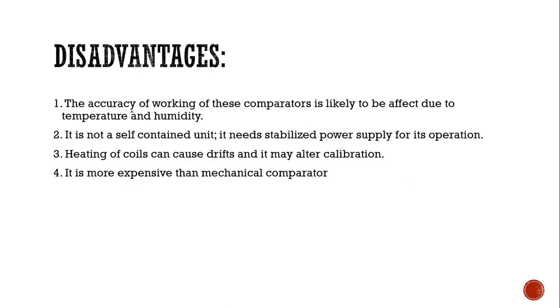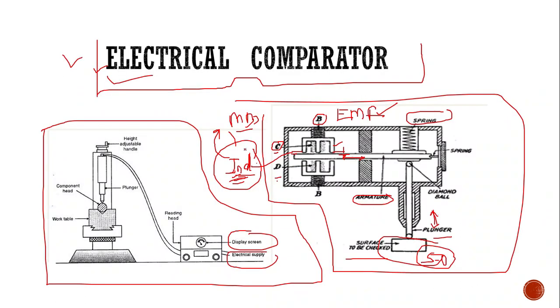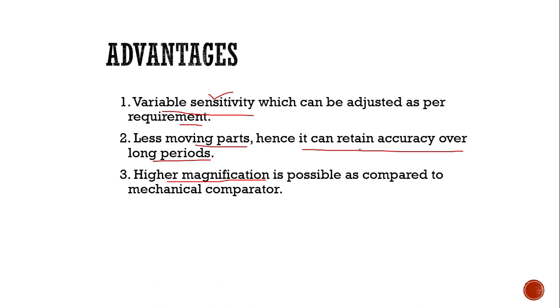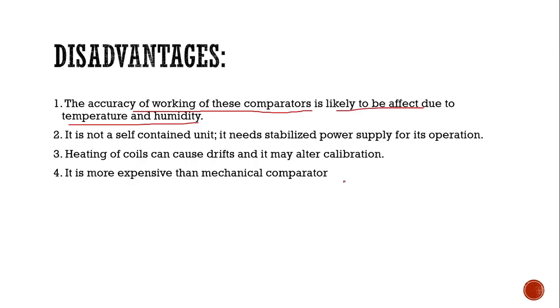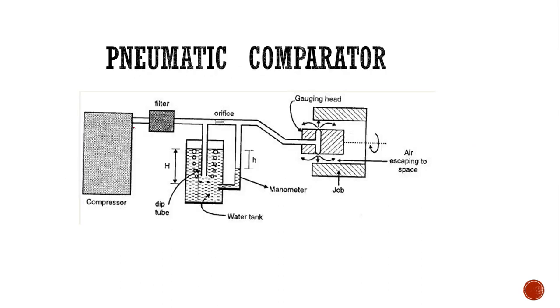Disadvantages: the accuracy of these comparators is likely to be affected by temperature and humidity. Wherever inductance is generated, obviously heat is generated, because there is a resistance and current will be flowing. So in those cases the temperature will increase, and if there is humidity, this will affect the accuracy of this instrument, but still it is better as compared to mechanical.